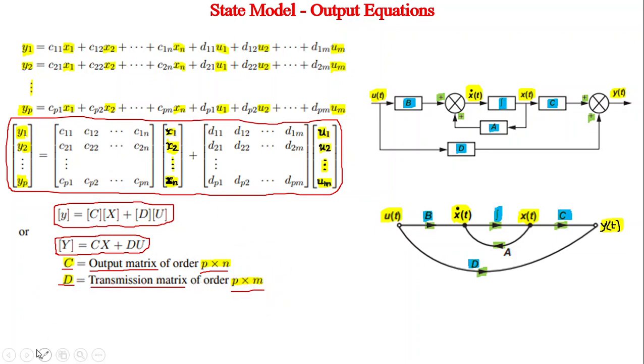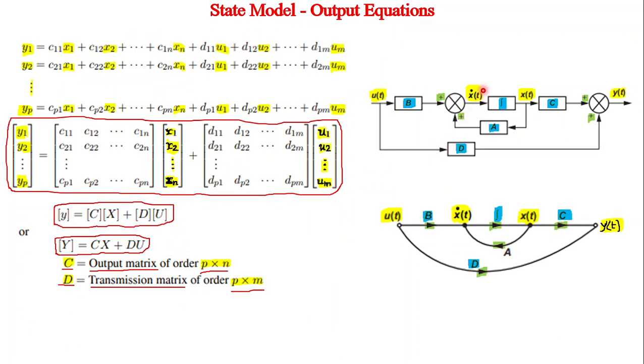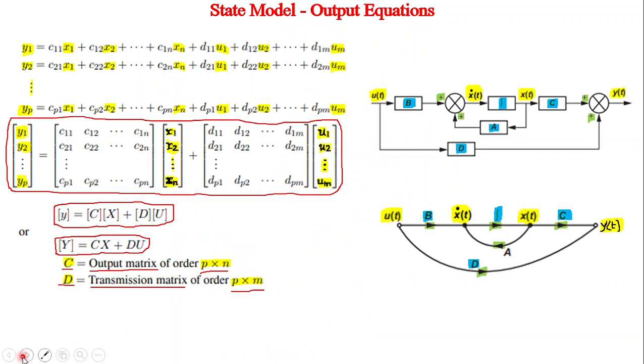Now, how to represent the output equations and the state equations in block diagram form. x dot equals Ax plus Bu, and y is Cx plus Du. That's all in simple form. This entire thing is x dot equal to Ax plus Bu, and this entire thing is y equal to Cx plus Du.